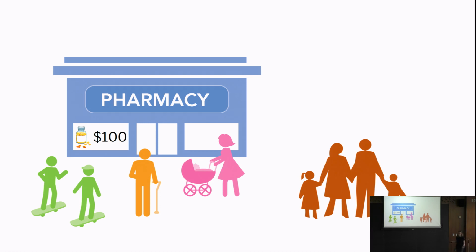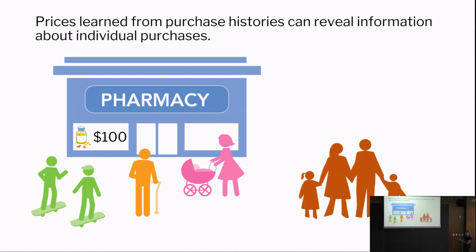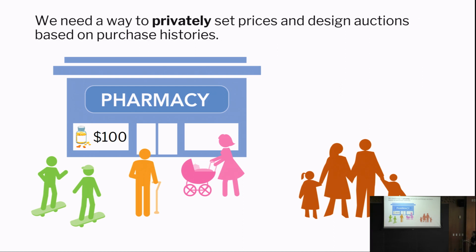And so more generally, as is pretty obvious at this point, big internet companies do use our purchase information to set prices. And prices learned from purchase histories can reveal sensitive information about individual purchases. So we need a way to privately set prices and design auctions based on purchase histories.